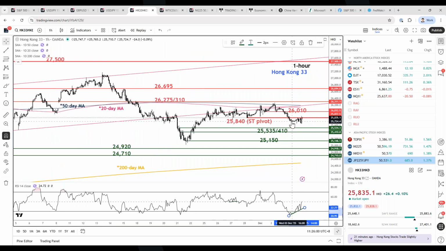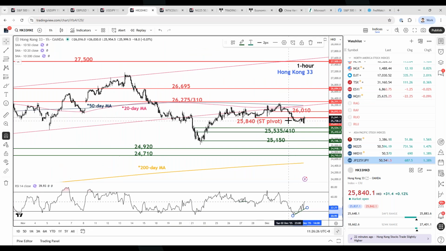So yesterday's fall was due to news flow from the major China property developer Vanke, proposing to delay its bond repayment, and that caused market participants to historically increase their bearish positions on China Vanke stock. That caused the sell-off in the Hong Kong 33 yesterday. So right now the elements are rather mixed.